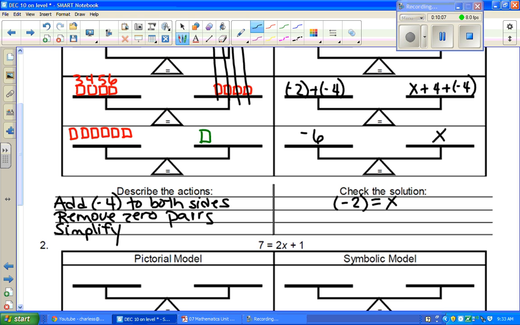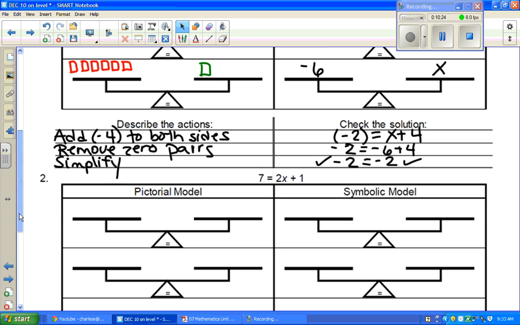And now check our solution. Remember, we're going to put our -6 in the place of x. So we get -2 on the left equals -6 plus 4. So -2 equals -2. That is a true and correct solution.